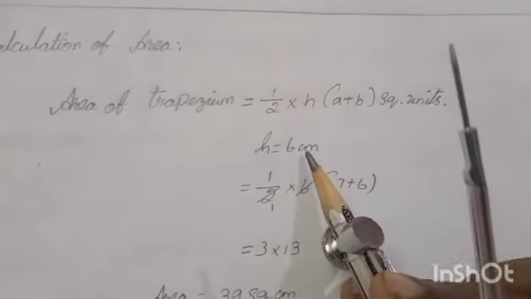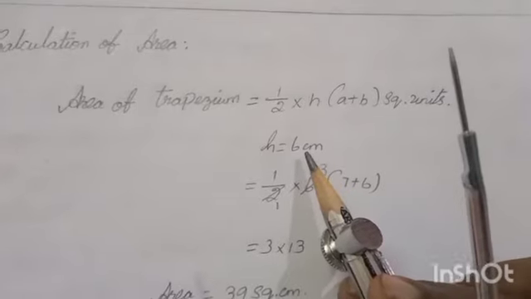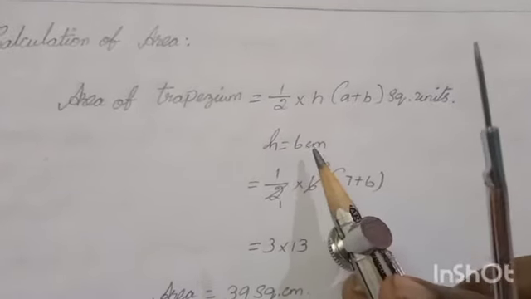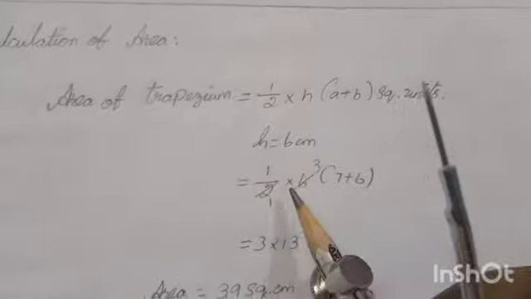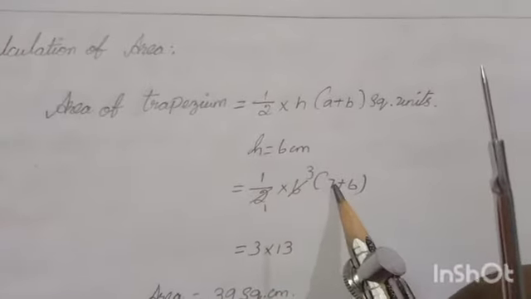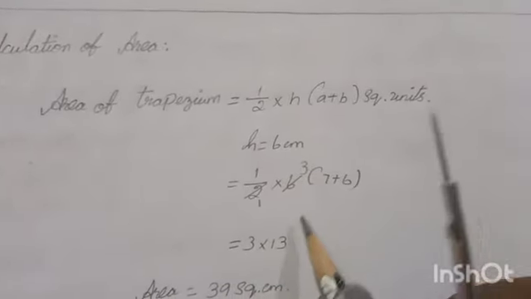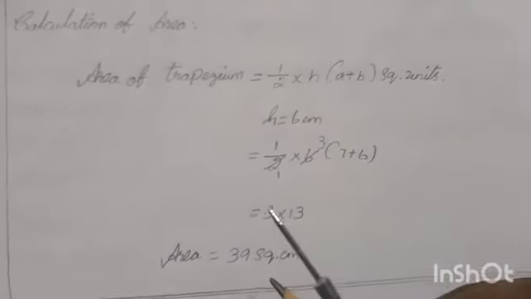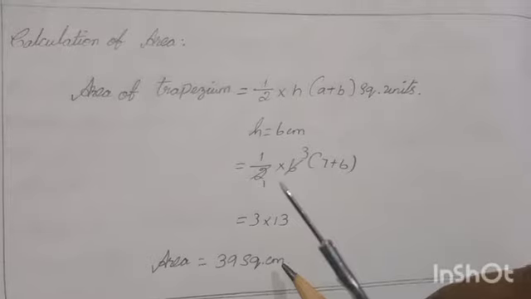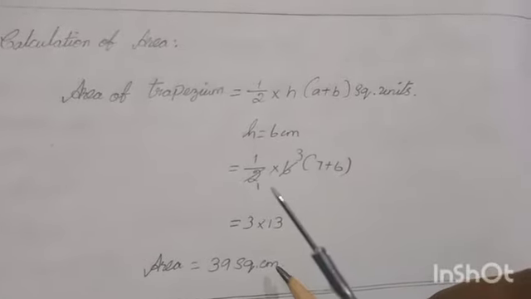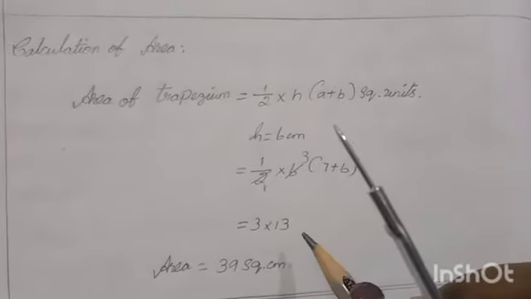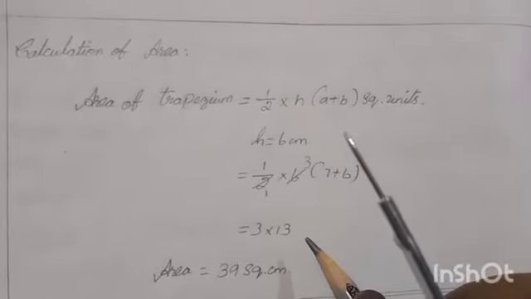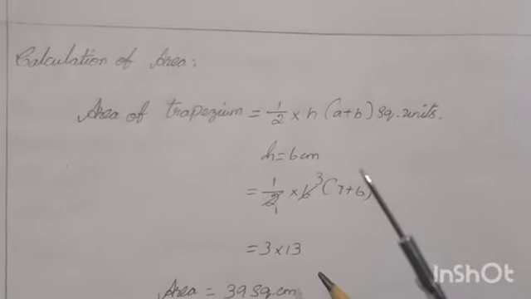H is equal to 6 centimeter; somebody may get 5.9 centimeter, but I am using 6 centimeter here. Half into 6 into A plus B, where A is 7 and B is 6. You have to add this. 7 plus 6 is 13, half of 6 is 3, and 3 into 13 is 39. So area equals 39 square centimeter. For this calculation, you have to write it after the construction. Refer to your book and write.